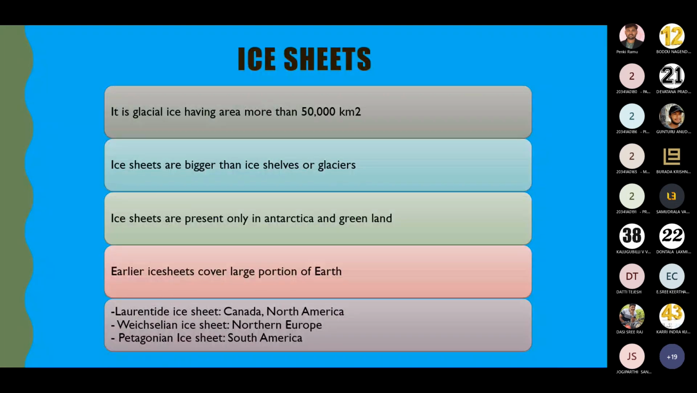Next component is ice sheet. It is a glacial ice having more than 50,000 square kilometer area. So here you should think about what is glacial ice. Before talking about ice sheets, we should have an idea about what is glacial ice. Glacial ice means any ice sheet that has movement associated with it. It is a moving ice.